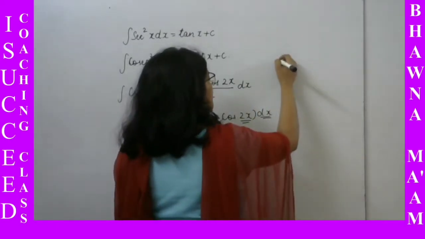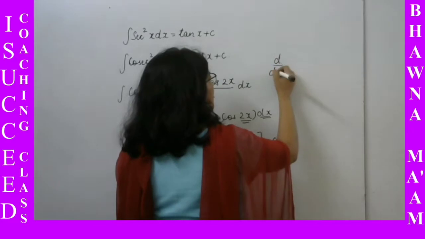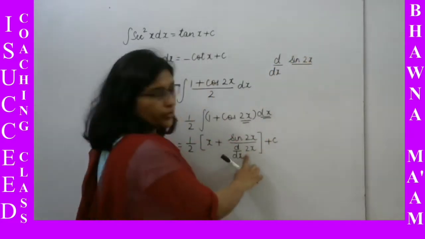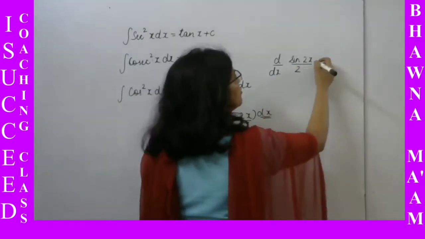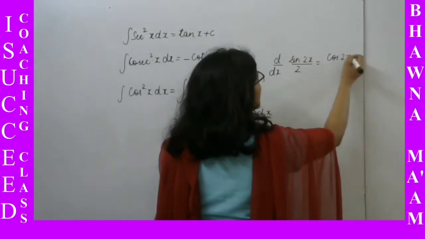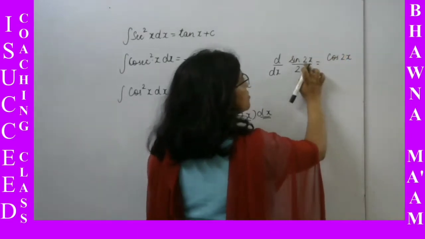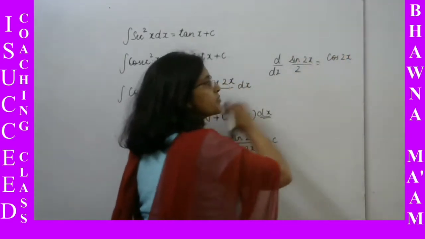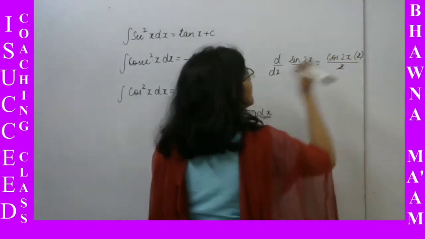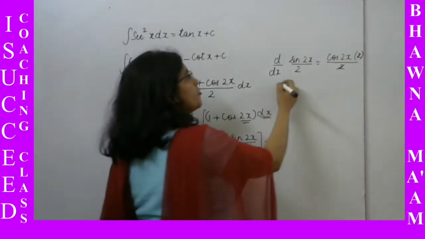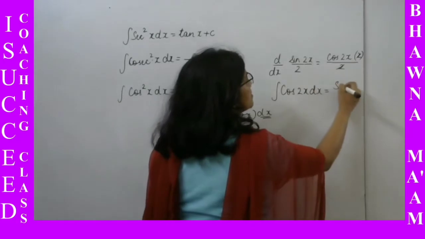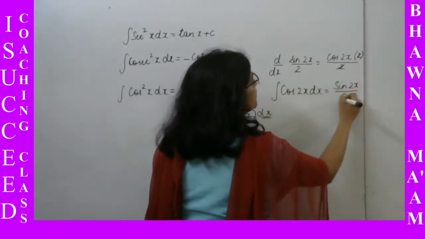So, when we differentiate sin 2x, now what are we going to get here? 2 upon 2. What do we get? The derivative of sin is cos, and because this is 2x and here the variable is x, we have to differentiate this 2x which will give us 2. That means integration of cos 2x is sin 2x upon 2.